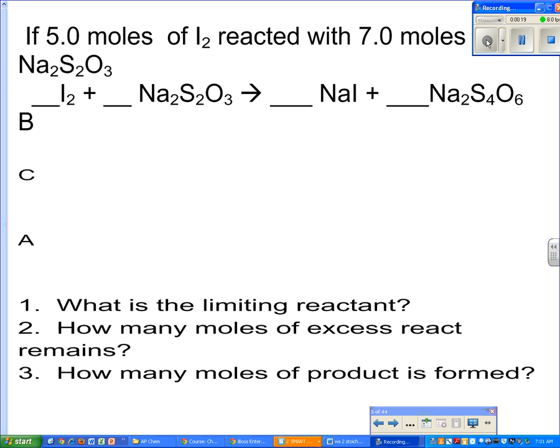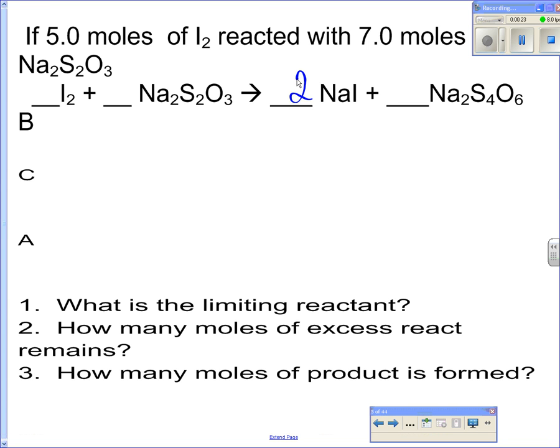We start with the I2. We have one I on this side, so I know I need to put a 2 in front. That makes me have two Na's here and two Na's here, which makes 4. So if I put a 2 in front of this compound, it actually balances everything else. So I have 4 S's, and then 2 times 3 is 6, and I have 6 O's on the product side. So I'm balanced. I'm going to pop 1's in front just so I can have them when we do our ratios.